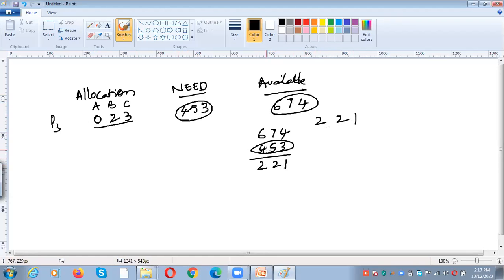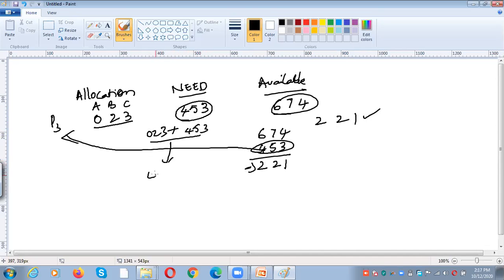After giving 4, 5, 3 to process 3, still how many available? 2, 2, 1 available. Okay. So now you have allocated 4, 5, 3. Earlier you have allocated 0, 2, 3. So total how many resources allocated to P3? So 4, 5, 3 plus 0, 2, 3. 3 plus 3, 6. 5 plus 2, 7. 4 plus 0, 4. So total 4, 7, 6 resources are allocated to P3.